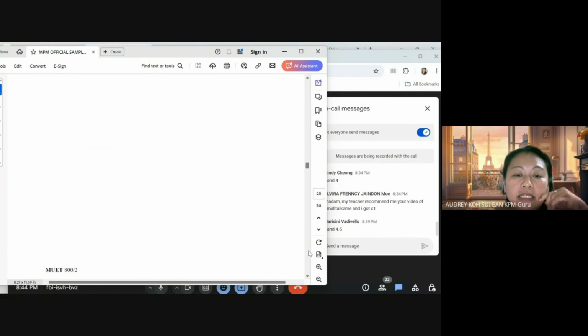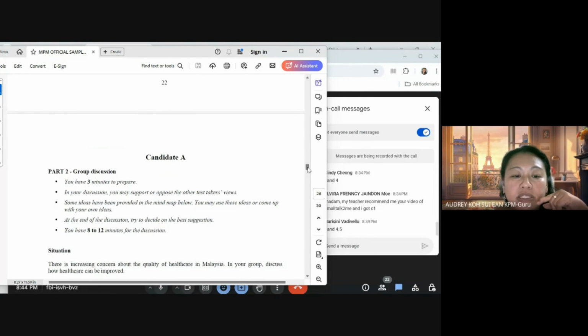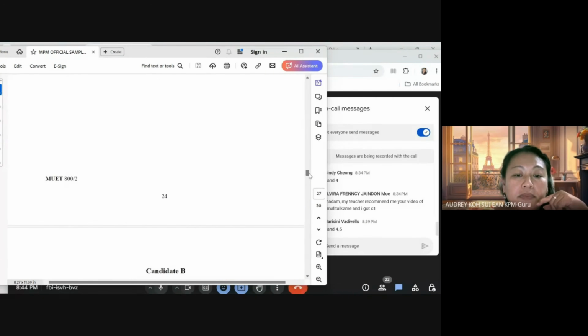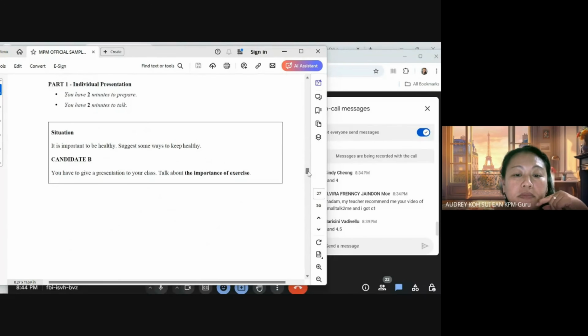Okay, so let's look at candidate B. We'll skip this one first. We'll look at candidate B. Okay, talk about the importance of exercise. All right, so here you would have an introduction, the first importance with explanation and examples, the second importance with explanations and examples, and then the third importance with explanation and example. And if you can squeeze it in, you should have a conclusion as well. Right. So it looks very easy, the importance of exercise. Yeah. So just make sure that you're able to present it well.